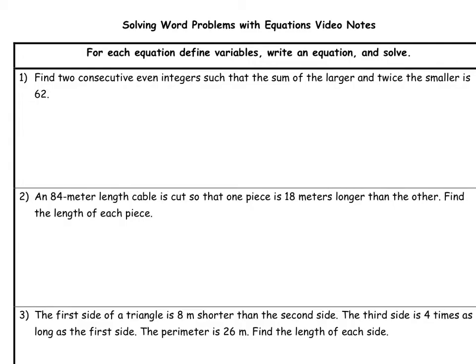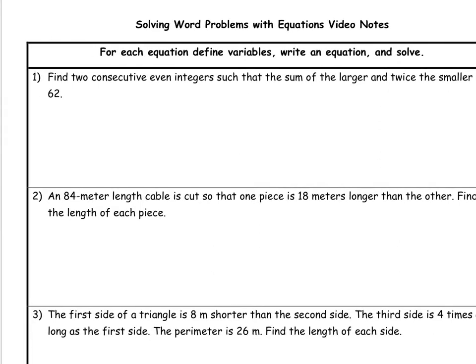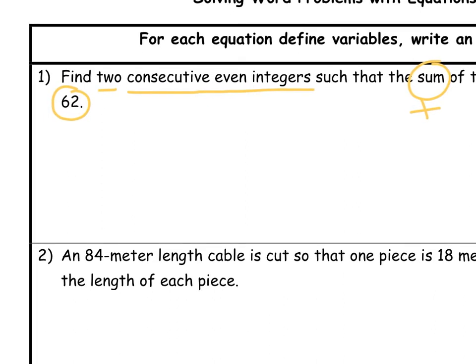Okay, the first problem we're going to work on, and this is a consecutive integer problem, we need to find two consecutive even integers such that the sum of the larger and twice the smaller equals 62. So two consecutive even integers. Referring back to that last slide, if we're talking about consecutive integers, our first integer is always x. And for consecutive even and consecutive odd, our second integer is always x plus 2.